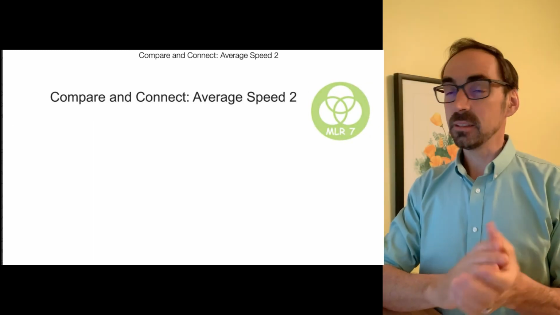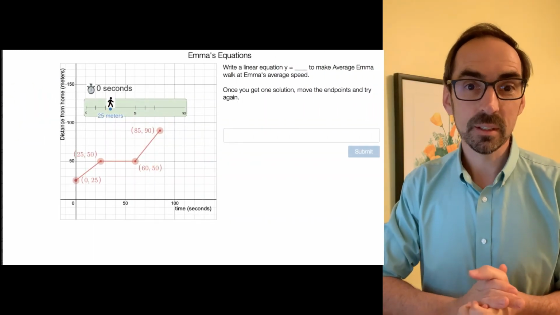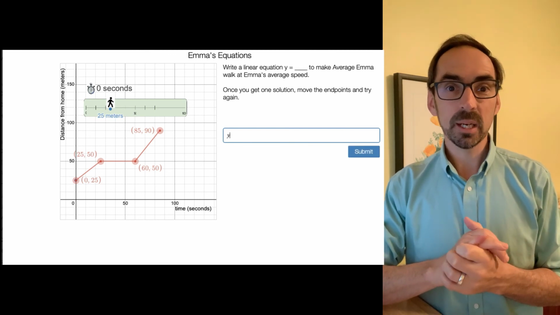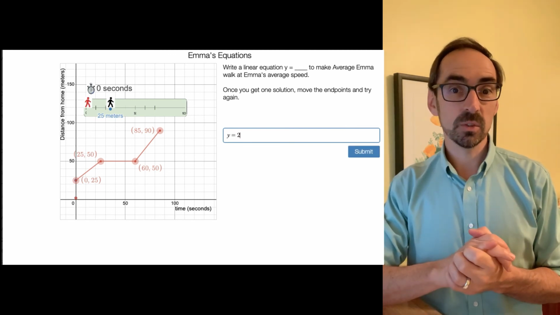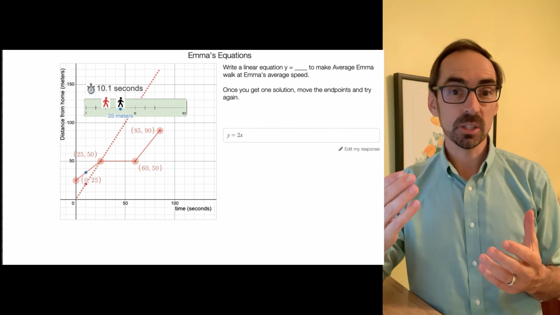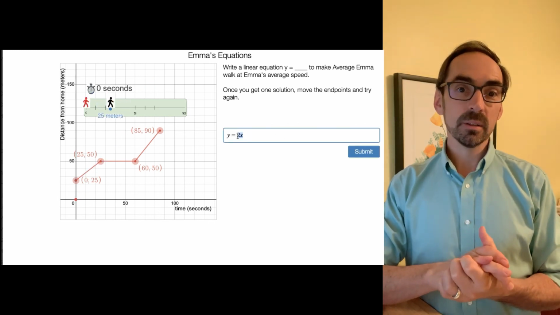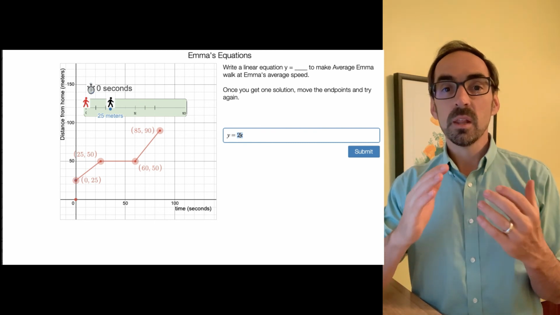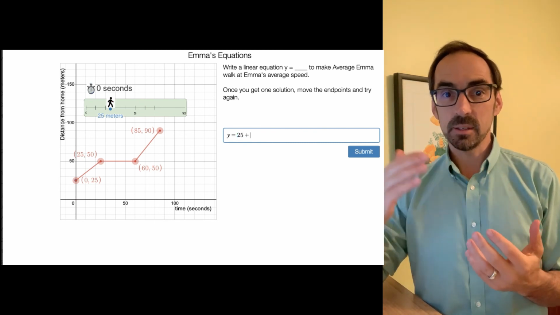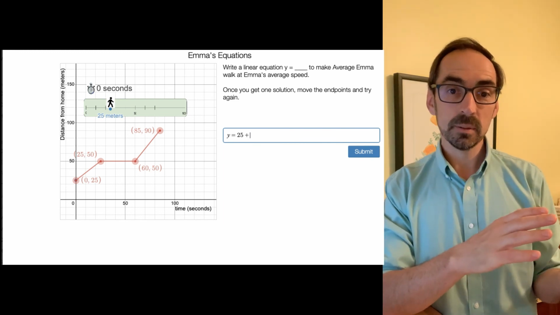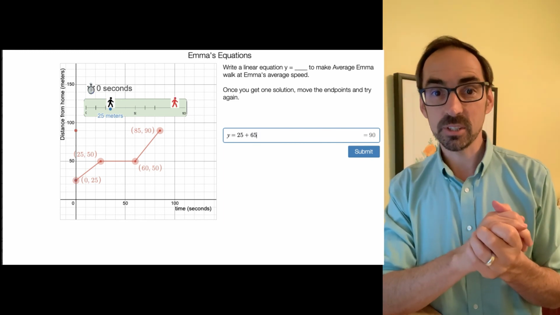On the next few slides, starting on slide number 11, students are asked to write the equation for Emma. Now we're getting into more formalization. So the students are going to formalize the relationships that they observed in the first half of the activity. Here, students are going to use the y-intercept as their y-intercept in the equation, and they're going to use the slope as the rate of change of average Emma.